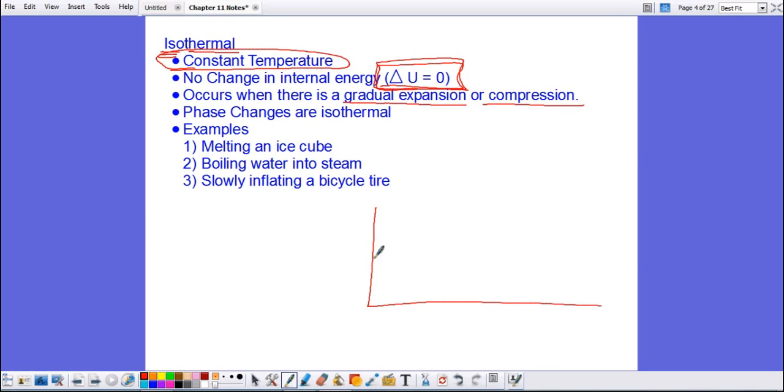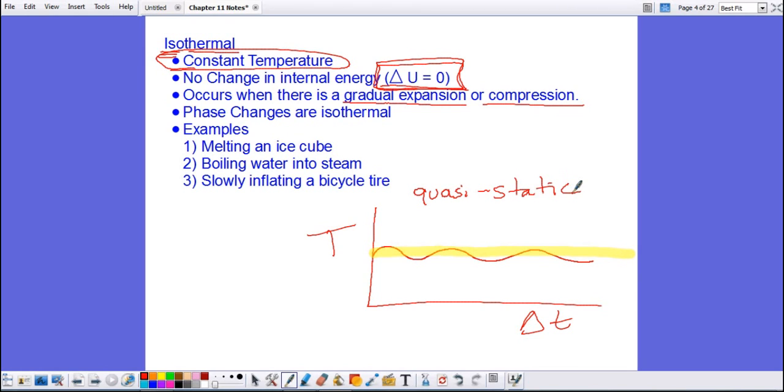If we slowly inflate the bicycle tire, the temperature is going to go up a little bit as we inflate. We're going to do it slowly, so we let the temperature come back down, and then we inflate some more, and it comes back down, and then we inflate some more, and it comes back down. Over time, this process has roughly the same temperature. We call that quasi-static. So this is another example of when we're going to say that this is isothermal, because over time the change in internal energy is going to be zero.